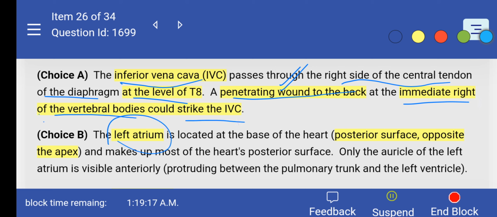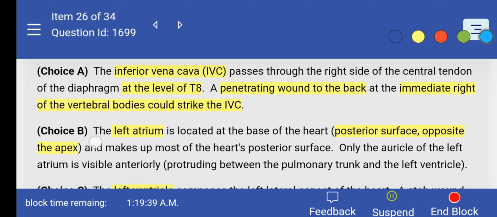Why not option B? Because that is the most posterior part of the heart. The left atrium is located at the base of the heart, on the posterior surface opposite the apex, and makes up most of the heart's posterior surface. Only the auricle of the left atrium is visible anteriorly, protruding between the pulmonary trunk and the left ventricle, right?